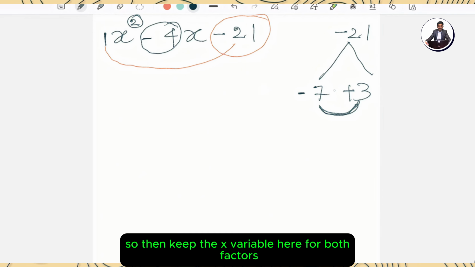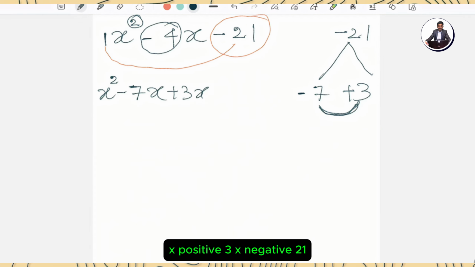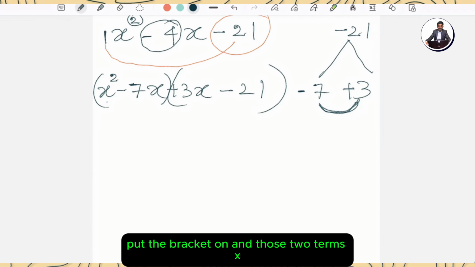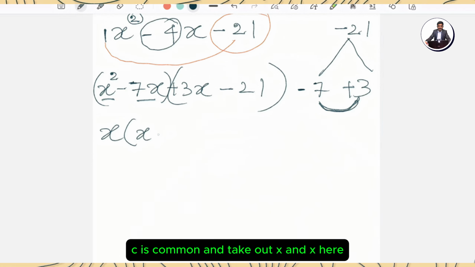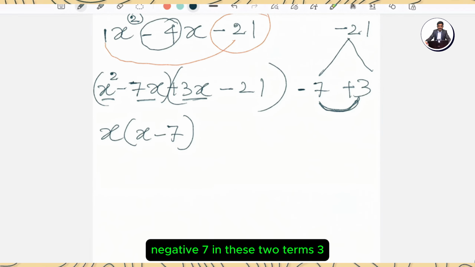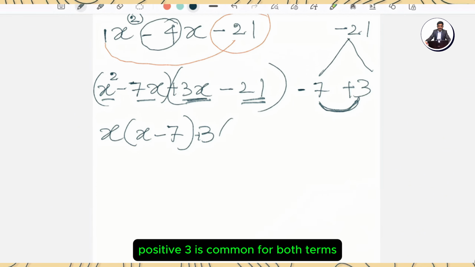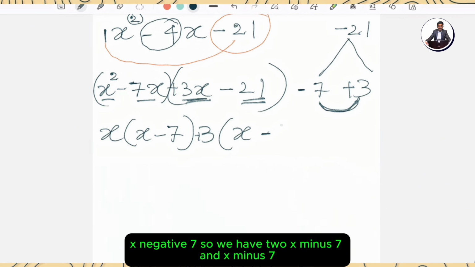So then keep the x variable here for both factors, and then you can write it down. Look at this: x squared negative 7x positive 3x negative 21. Now put the brackets on. In those two terms, x is common, take out x, and x here, negative 7. In these two terms, 3x and 21, positive 3 is common for both terms. So take 3 out, x negative 7.